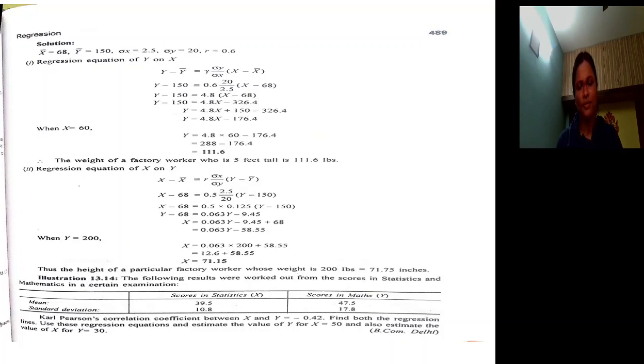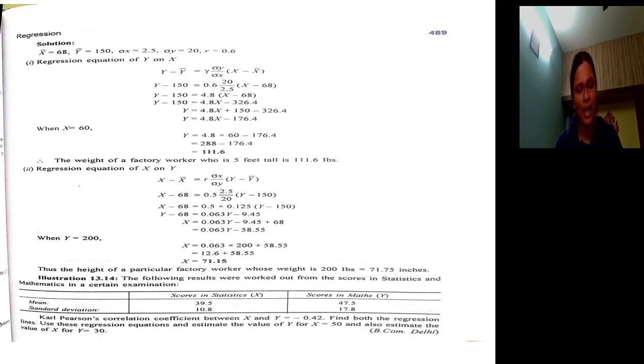The following results were worked out from the scores in statistics and mathematics in a certain examination. The mean marks scored in statistics and in maths are given, and at the same time the standard deviations of marks scored in statistics and in maths are given. Here scores in statistics are considered as x and scores in maths as y. The Pearson correlation coefficient between x and y is equal to minus 0.42, which means the correlation between marks in statistics and scores in maths is a negative figure, minus 0.42.